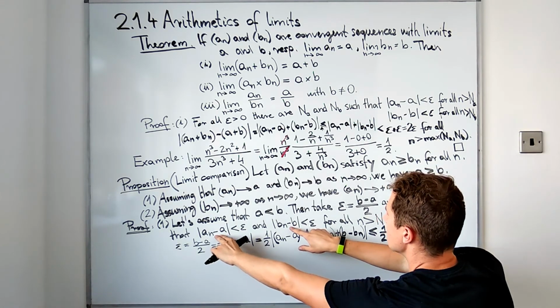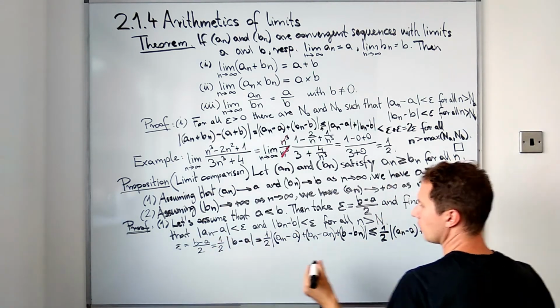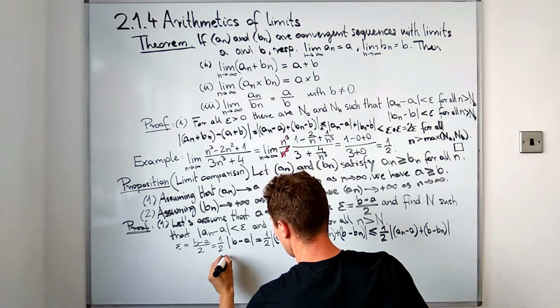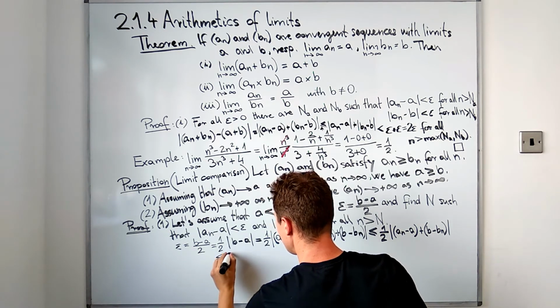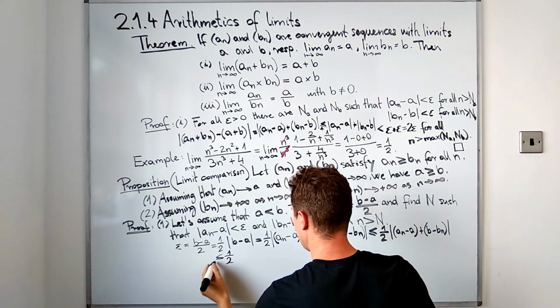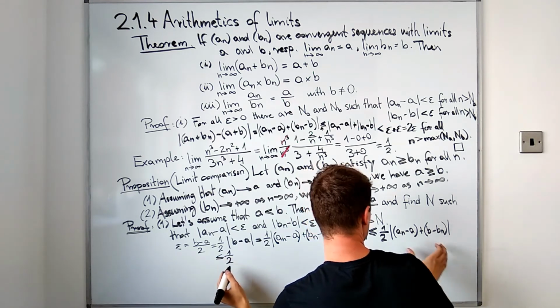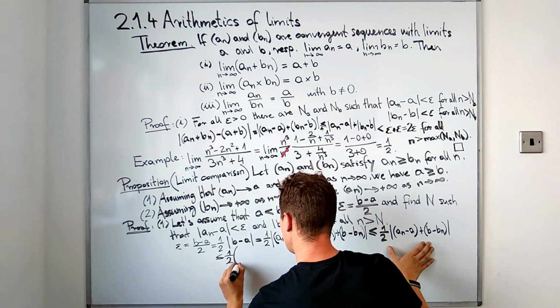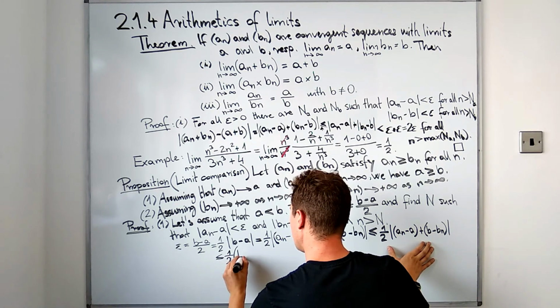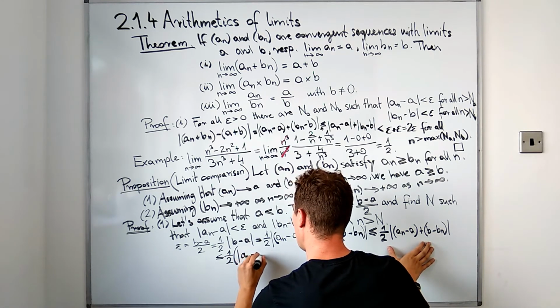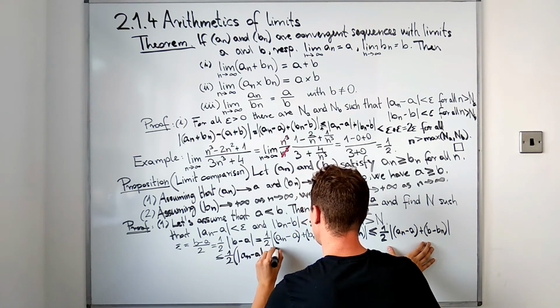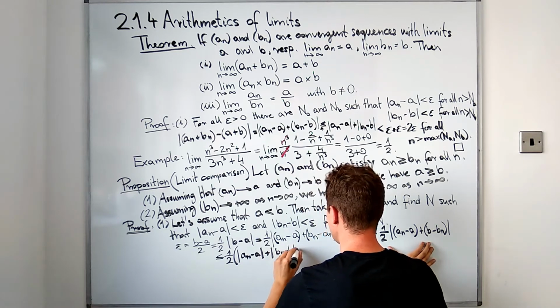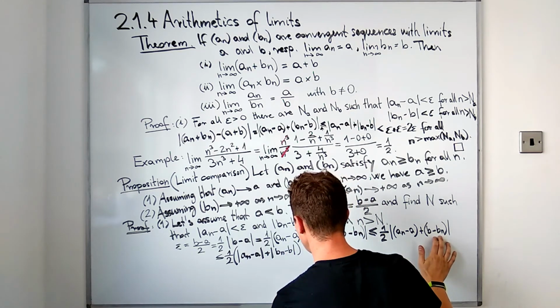These inequalities, if I use the triangle inequality first, I can get half a number that is greater than or equal to the previous one, and looks as follows. It's half the absolute value of An minus A plus the absolute value of Bn minus B, which is the same thing as the absolute value of B minus Bn.